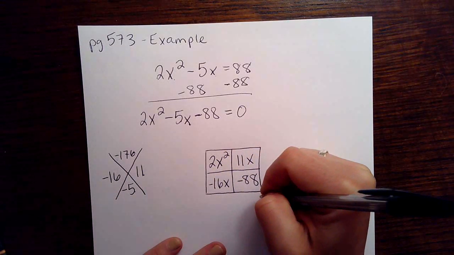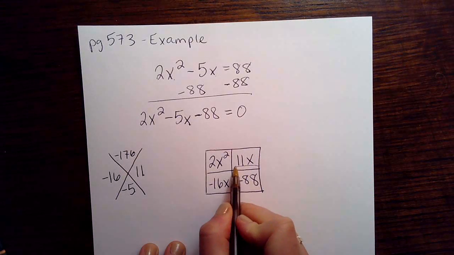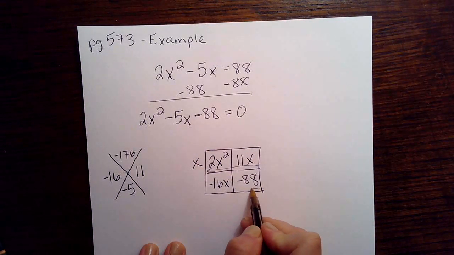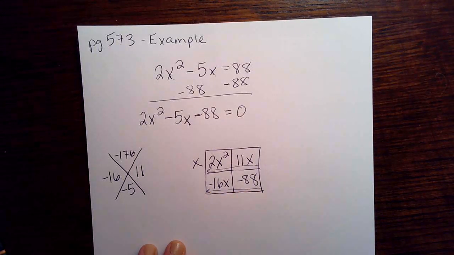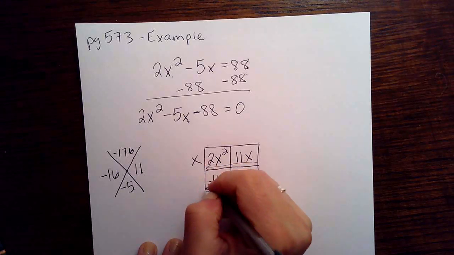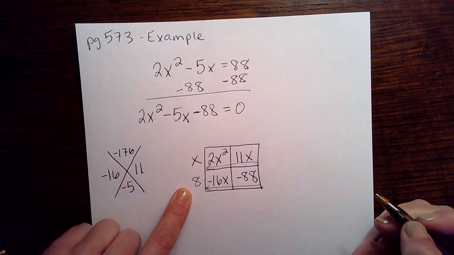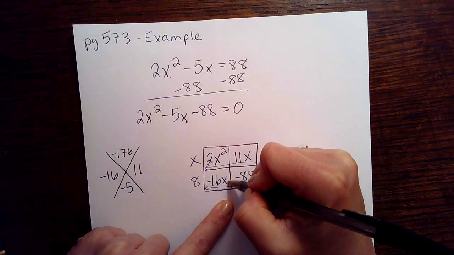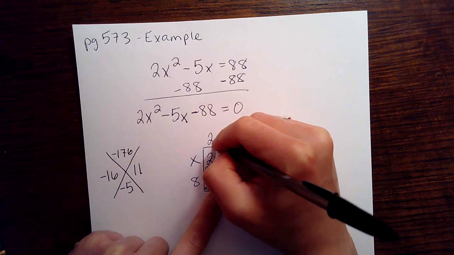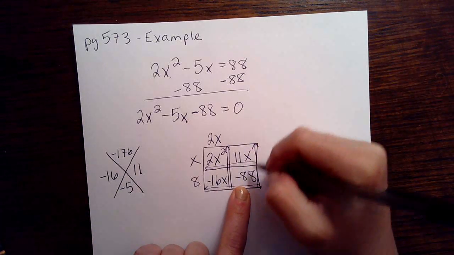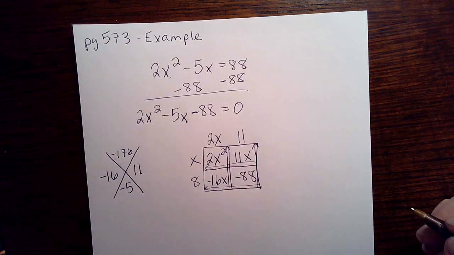And then I use this box to factor, one row at a time. In the top row, I have x in common. In the second row, I have 8 in common. I'm going to wait to put a minus or plus once I've decided what I need. In the first column, I have 2x in common. And in the second column, I have 11 in common.